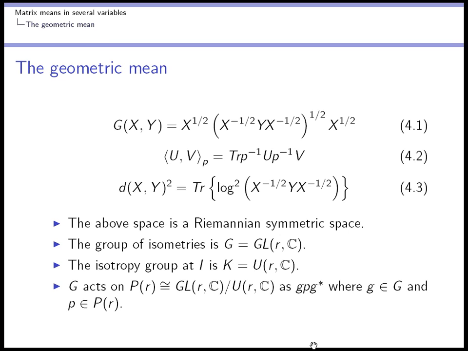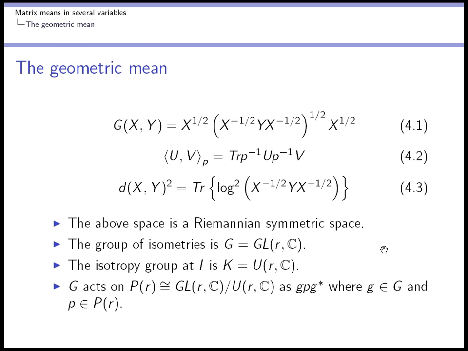As we have already shown, the geometric mean of two positive definite matrices is defined in such a way. Actually, this is just the same for scalars as the ordinary geometric mean. And a very important property is that we have a corresponding Riemannian space where this mean is the unique geodesic midpoint. Actually, this Riemannian manifold has a distance function as in 4.3.